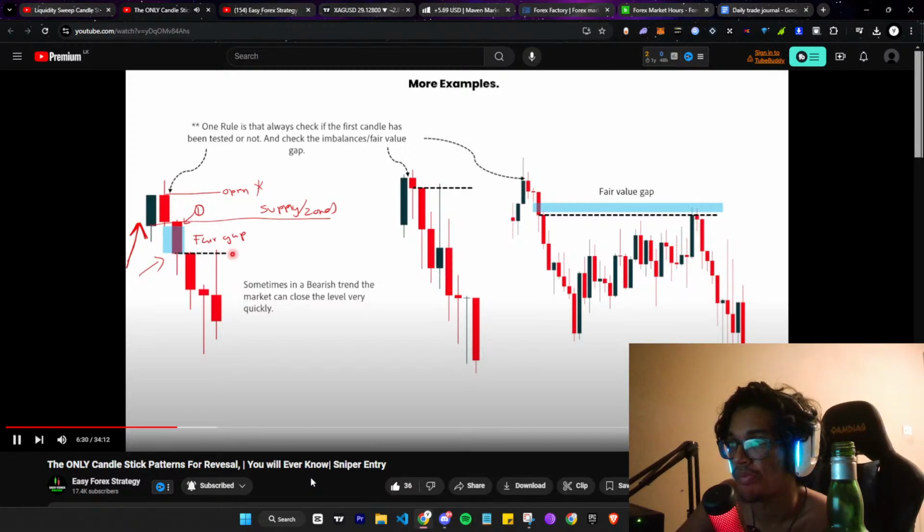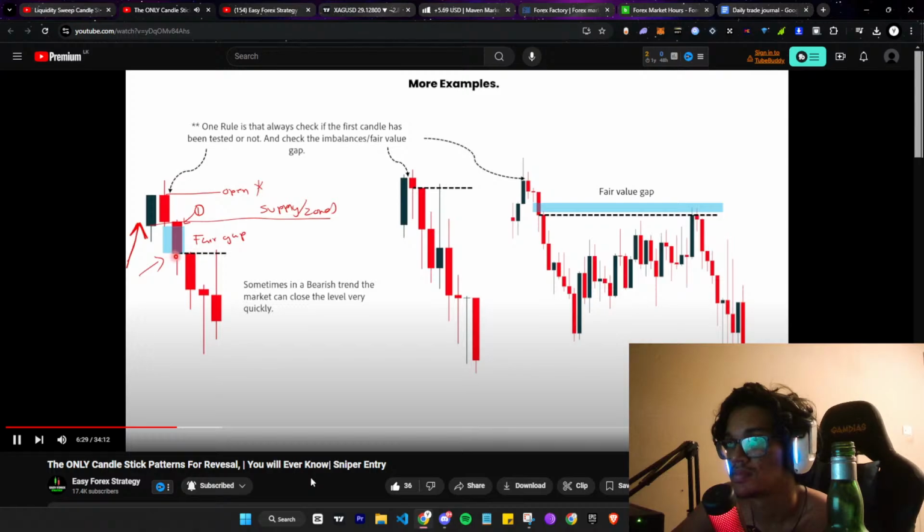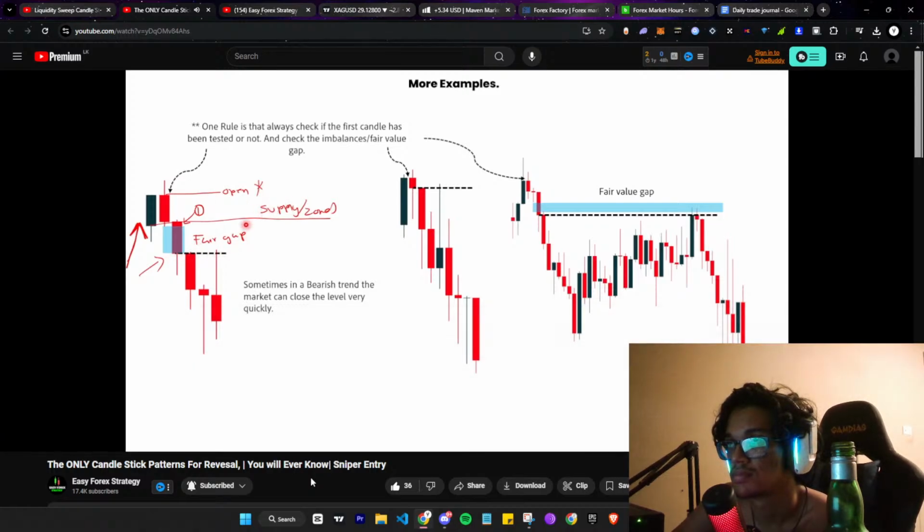This is very important. Most of the time you'll see this when you have a fair value gap and then a supply zone around this area. Price is likely to come and trap here and then continue to the downside. Even on the side here, we can still see the same thing.